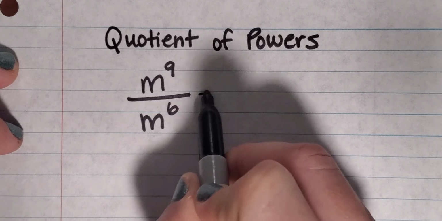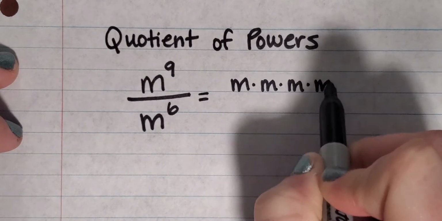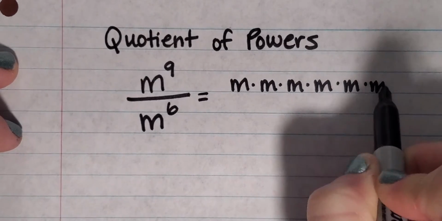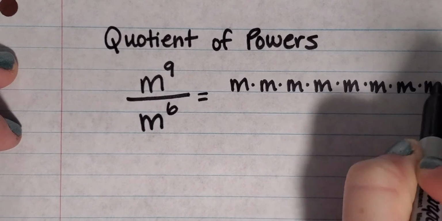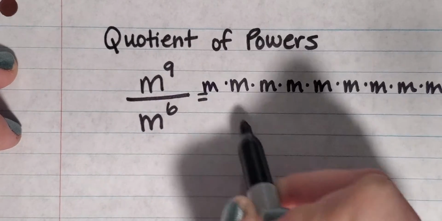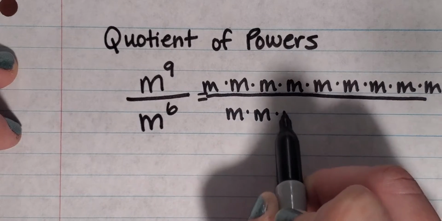So when I look at this, I'm going to have 9 m's on top once I expand them out. 1, 2, 3, 4, 5, 6, 7, 8, 9. I'm going to have 6 m's on the bottom.